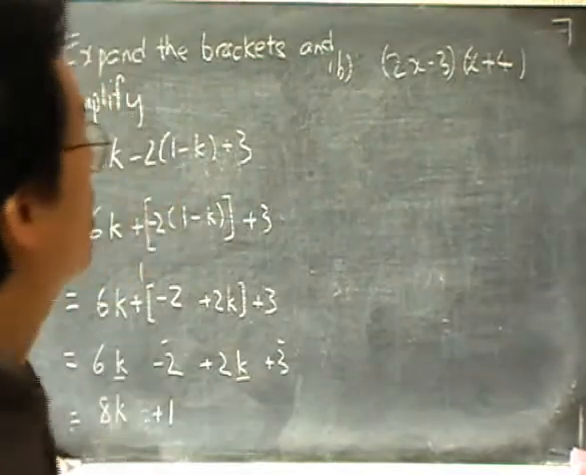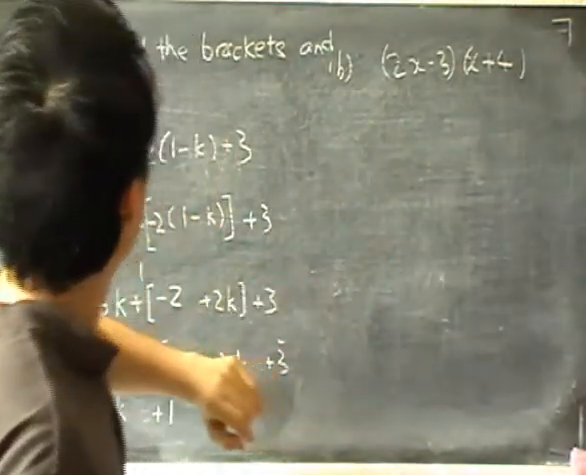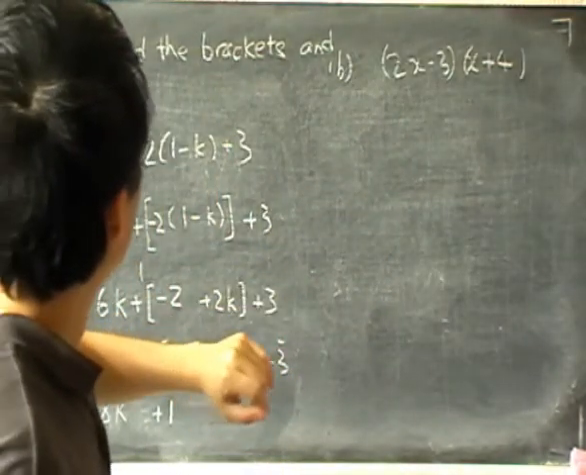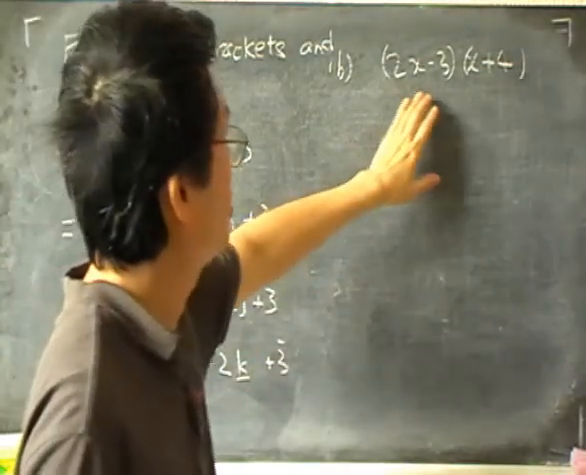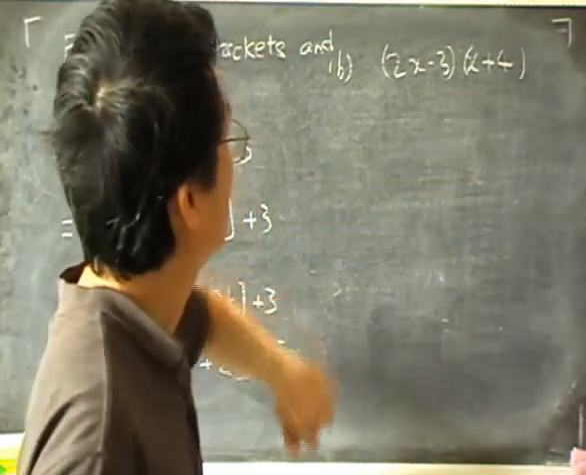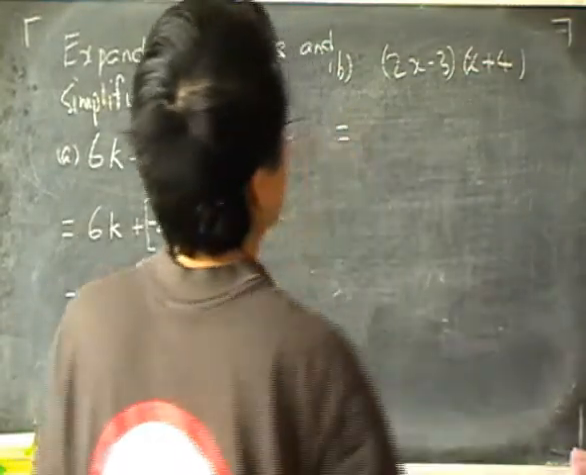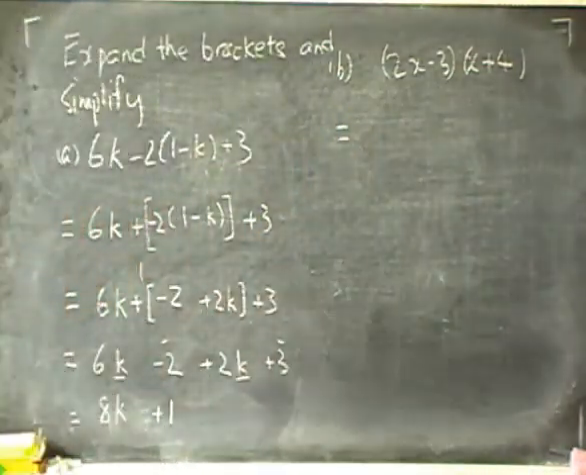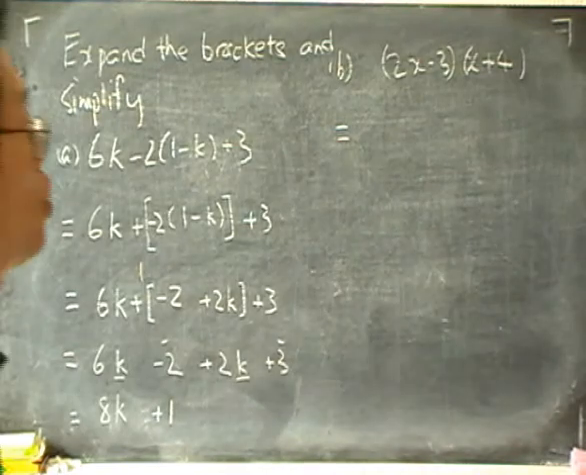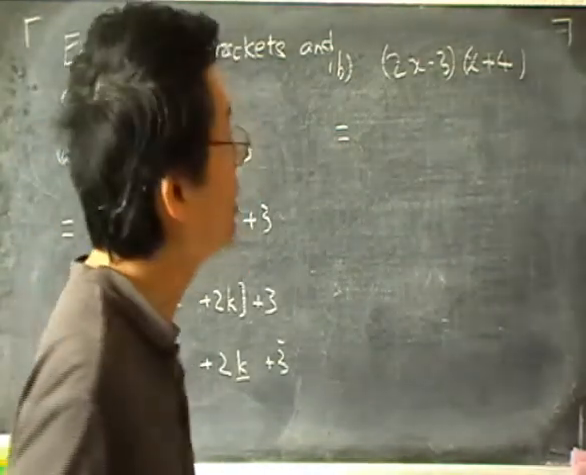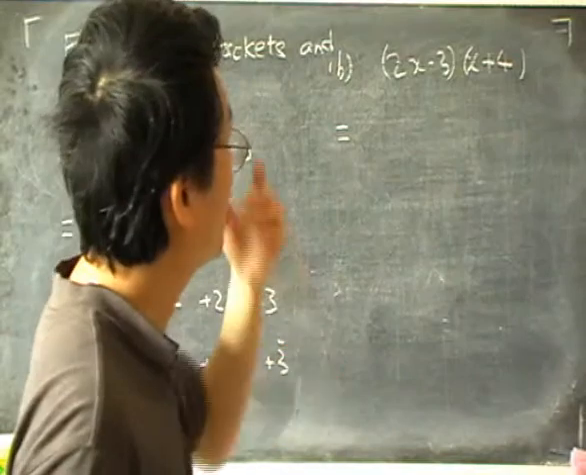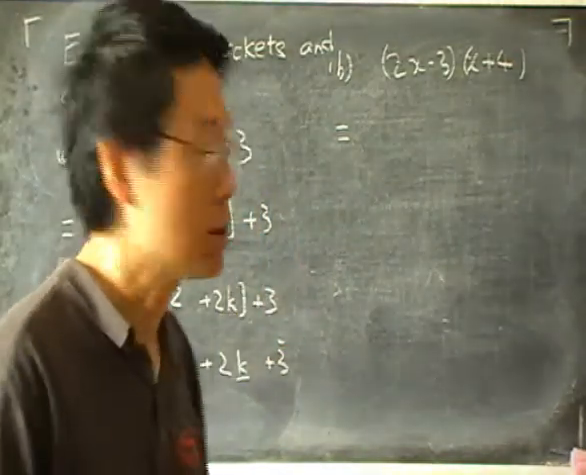The next part, part B, we shall expand these brackets and simplify it. So this is a quadratic expression, meaning that when we expand it, we will get x squared.